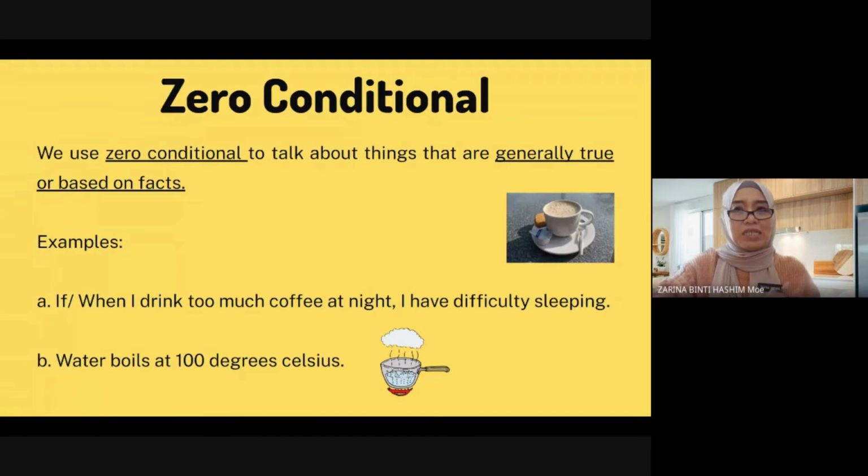Another thing to understand about zero conditional is that it is something you cannot change. The sun sets in the west and rises in the east, ice melts at 0 degrees Celsius, and water boils at 100 degrees Celsius. These are all facts we cannot change, and that is what we call zero conditional: something that is always true or based on facts.